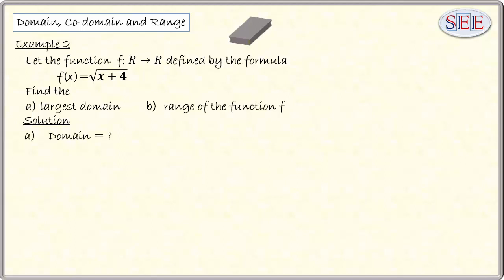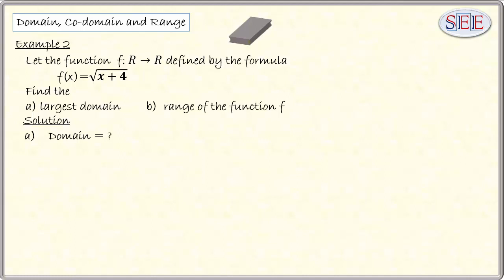The domain of this function f are those values that are real numbers that, when substituted in the given formula for the function, that is the square root of x plus 4, the answer will also be another real number, because the function says from real numbers to real numbers. So all those values that are real numbers that when substituted in the given formula f of x equals the square root of x plus 4, the answer will also be another real number. So all those set of values will now be in the domain.